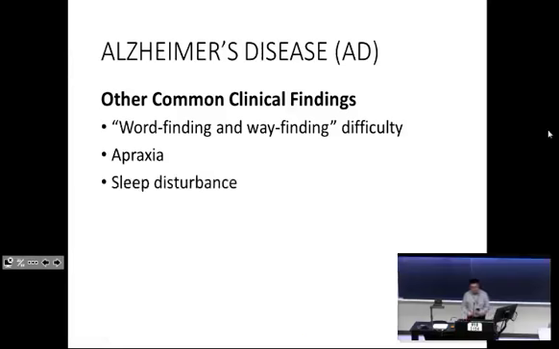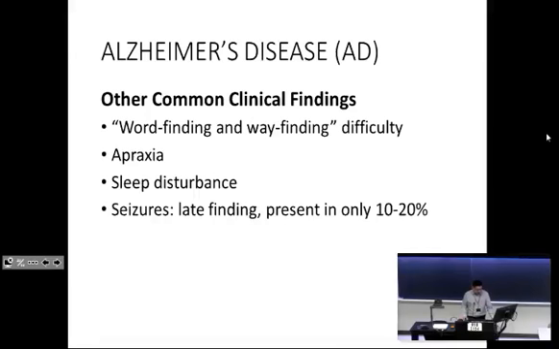Sleep disturbances can often occur because of disruptions in your circadian rhythm. Circadian rhythm disruptions may be both a cause and effect of neurodegeneration, again, beyond the scope of this lecture. Seizures are usually a late finding in people with typical neurodegenerative dementia, neurodegenerative Alzheimer's disease. That is not the case for people with early onset disease.